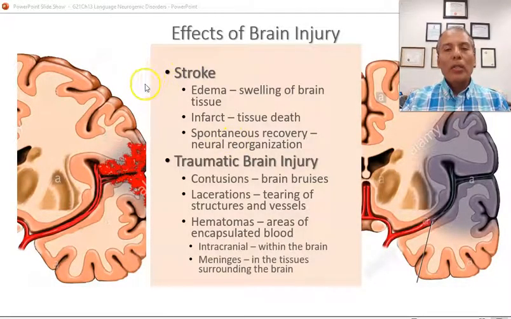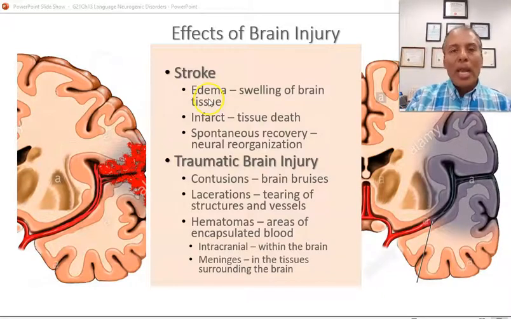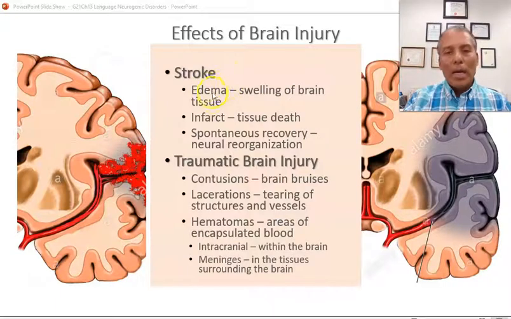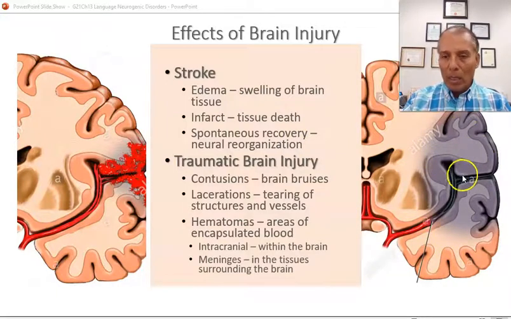So in terms of stroke, stroke is an event. It involves a blood vessel, something wrong happening to that blood vessel inside the brain. So if it's inside the brain, we call it stroke. And again, as I explained, it can be occlusive stroke or hemorrhagic stroke. It leads to edema, which is a swelling of brain tissue. This is not swelling. This is an infarction. This is an area of dead neurons.